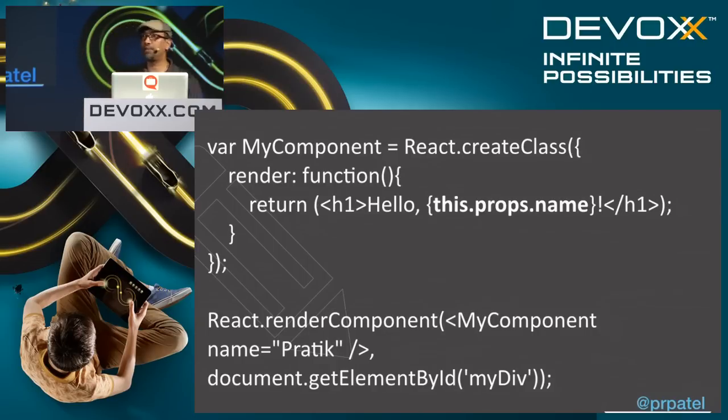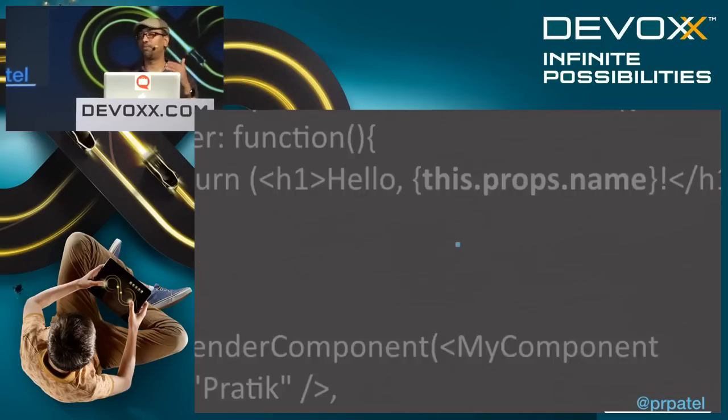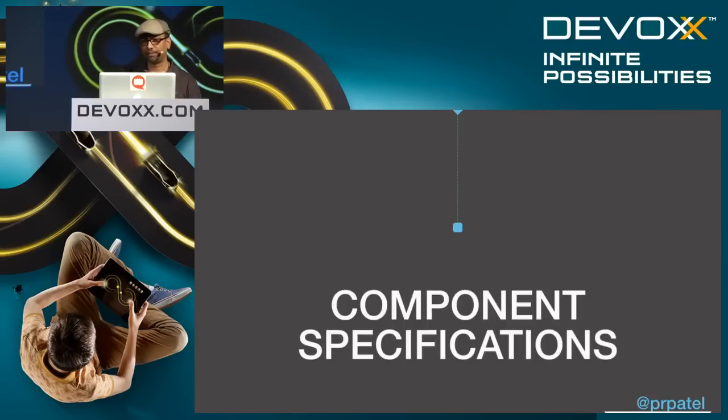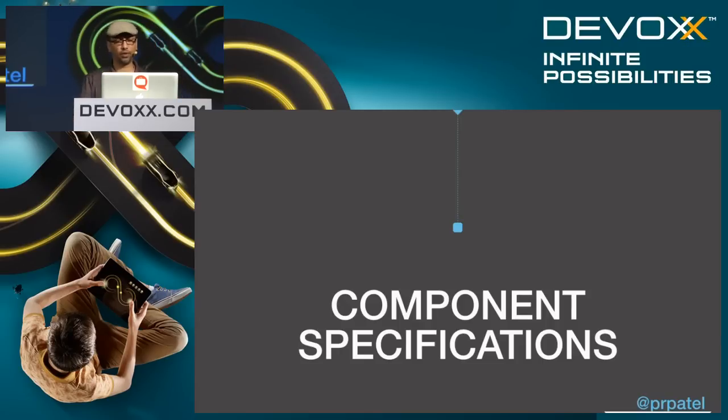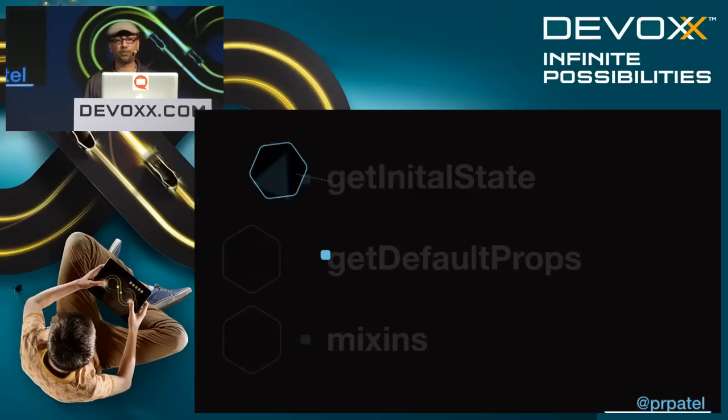When we look at the Twitter example in a little more detail, you'll see what I mean in terms of how those things get rendered, or when you have multiple components of the same type. All right, so we have a basic component so far, and we've seen how we can do some basic templating with it. Let's talk about the component specifications.